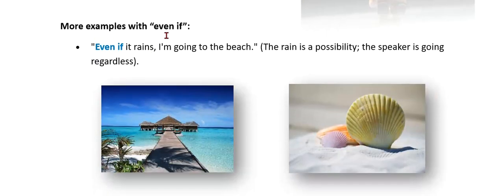More examples with even if. Even if it rains, I'm going to the beach. The rain is a possibility. The speaker is going regardless. It means no matter whether it rains or not, I'm going to the beach, regardless of the condition. Me going to the beach is 100%, okay?